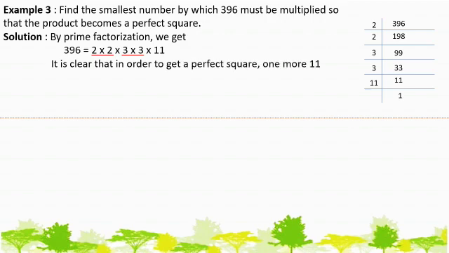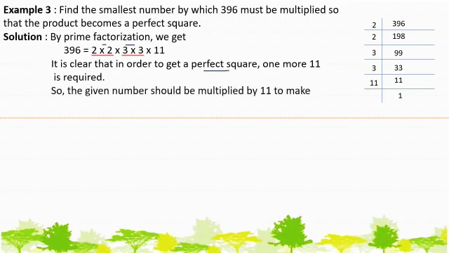Make groups of identical factors. 2 into 2, one group. 3 into 3 is another group. Here we have only one 11. So, to make a pair, one more 11 is required. So, the given number should be multiplied by 11 to make the product a perfect square.